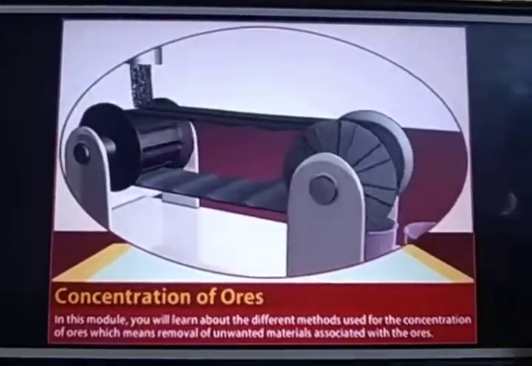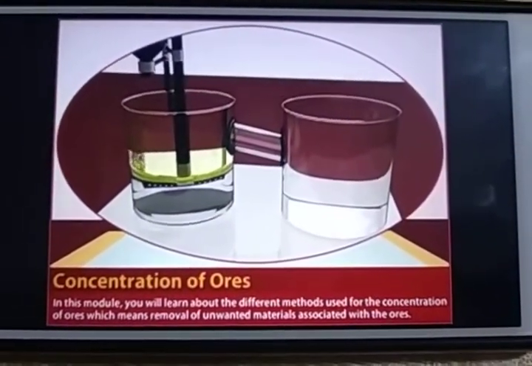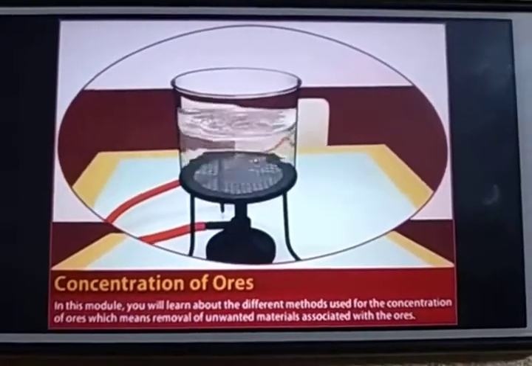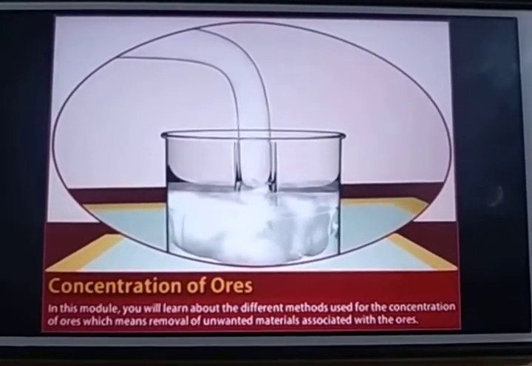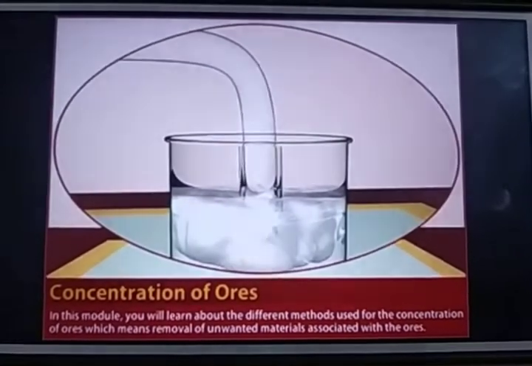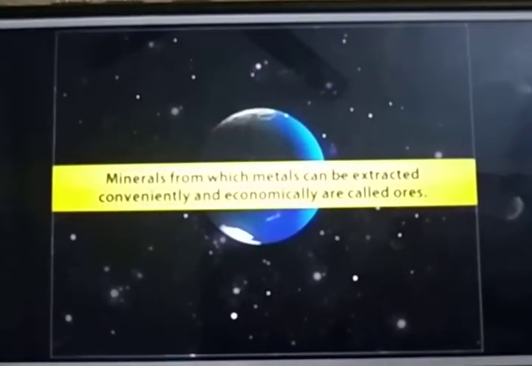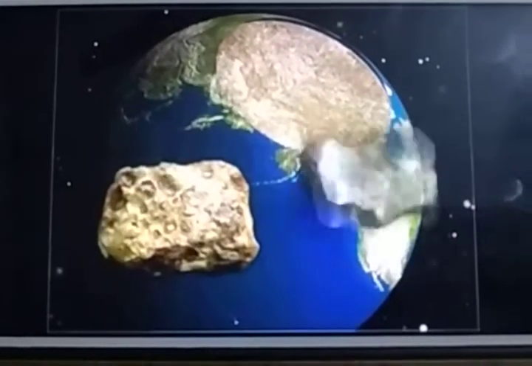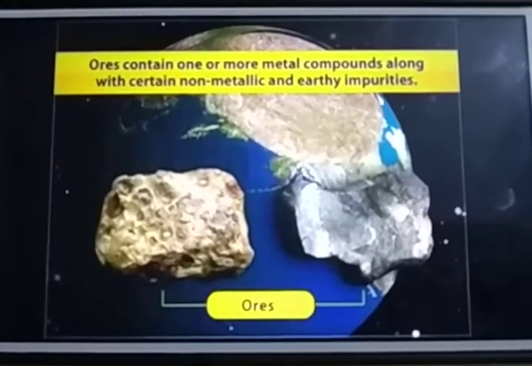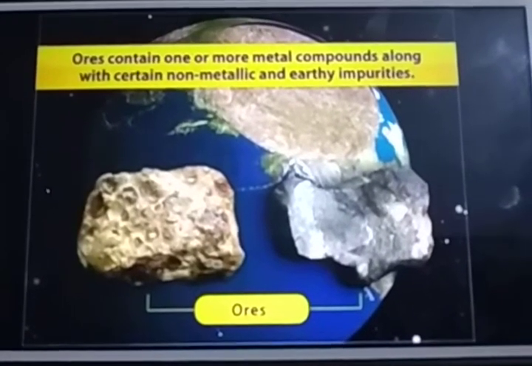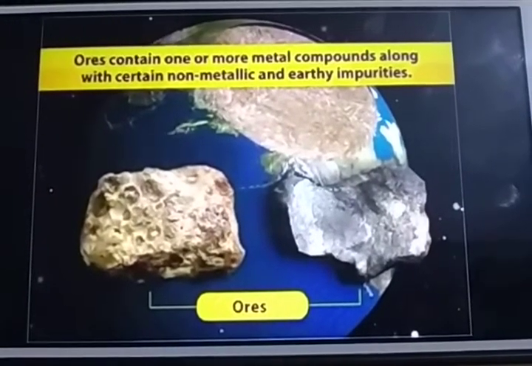In this module, you will learn about the different methods used for the concentration of ores, which means removal of unwanted materials associated with the ores. Minerals from which metals can be extracted conveniently and economically are called ores. Ores are found in the earth's crust and contain one or more metal compounds along with certain non-metallic and earthy impurities.